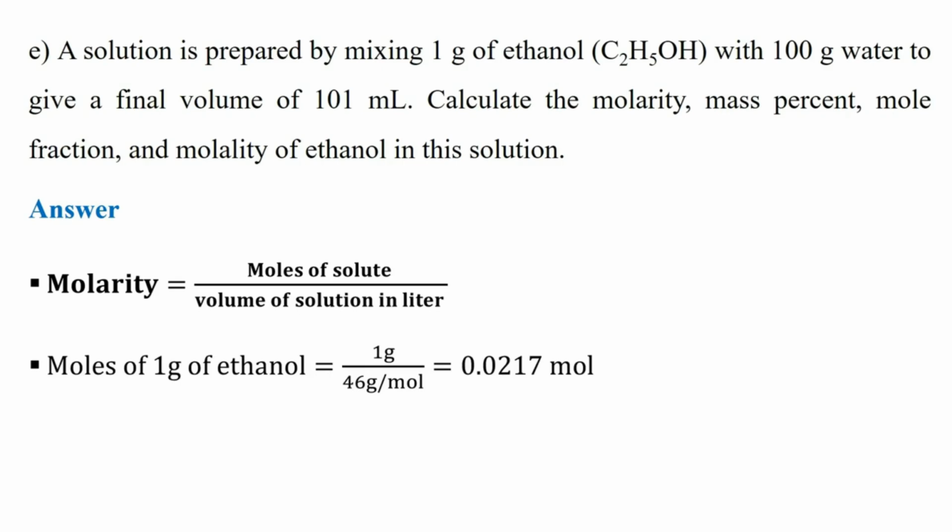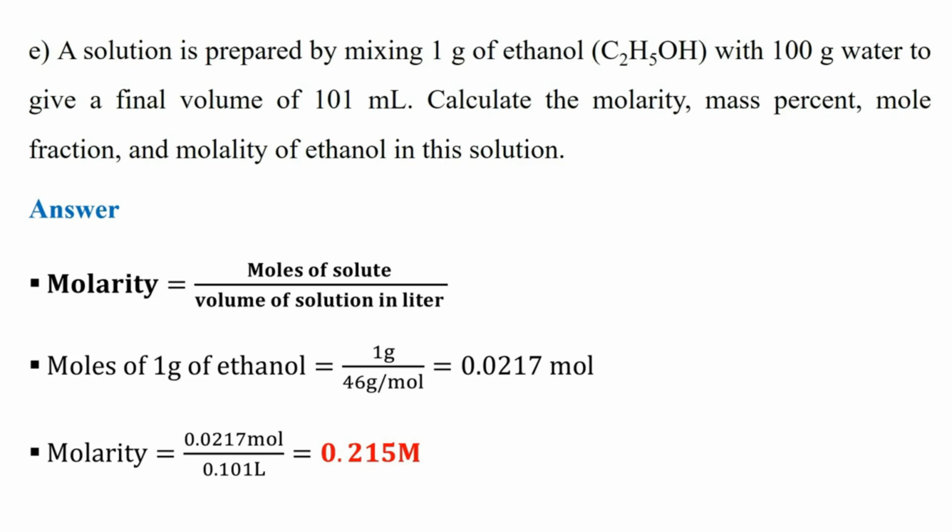Then we need to calculate the number of moles. For the number of moles of ethanol, you have 1 gram of ethanol. We know the number of moles is equal to mass divided by molar mass. The molar mass of ethanol is 46 gram per mole. So we take 1 gram divided by the molar mass, and we obtain 0.0217 moles. Then we calculate the molarity by taking 0.0217 mole divided by 0.101 liter, and we obtain 0.215 molar.